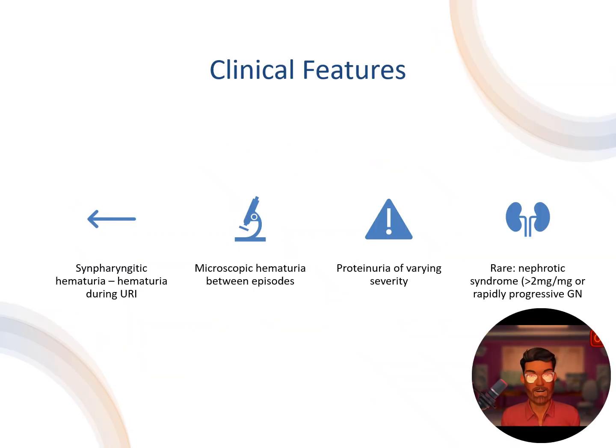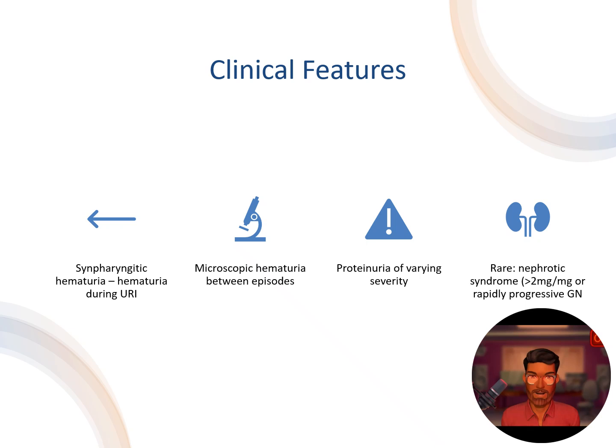What are clinical features of IgA nephropathy, you ask? Well, synpharyngitic, typically gross hematuria, which means that the hematuria occurs at the exact same time as the illness, whether it is a URI or sore throat or whatever, which recurs with subsequent URIs, but in between episodes there's oftentimes microscopic hematuria. The proteinuria is of varying severity.